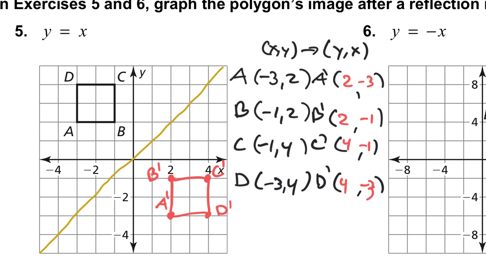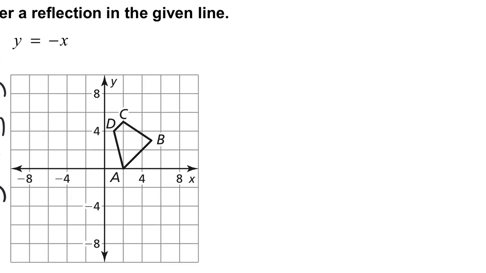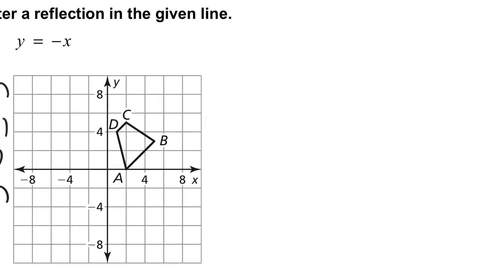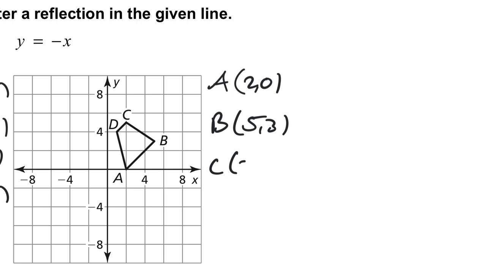Now, let's look at this next one here, number 6. Same thing. I'm going to write down my A, B, and C, the original problem. A is 2 comma 0. We're skip counting. Look at the X, Y axis, we're counting by twos. B is the point 5 comma 3. C is the point 2 comma 5. And D is the point 1 comma 4.